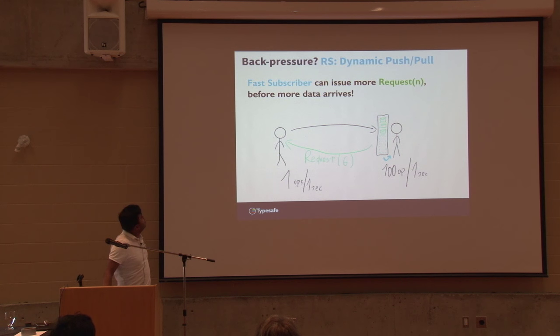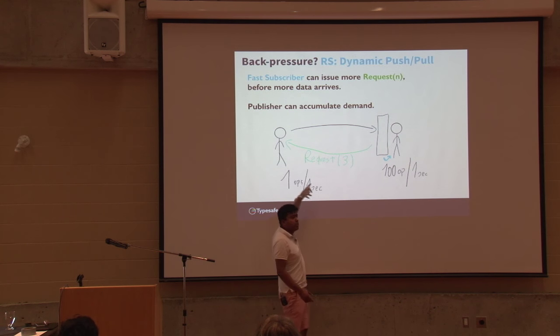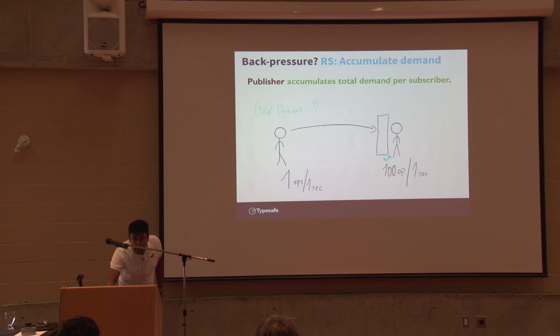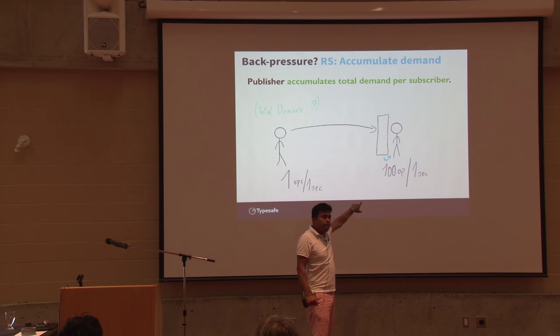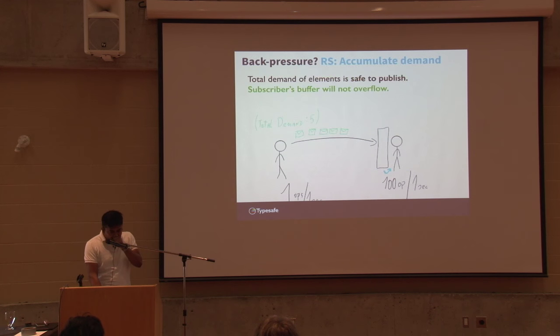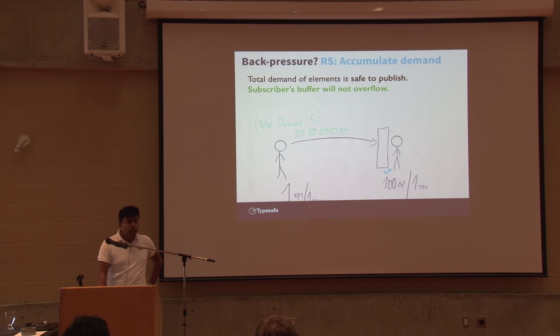If the subscriber is fast, we can keep requesting, right? Okay, give me six, give me three. And the way it works is that, to optimize, the publisher can actually accumulate this demand. I got six, I got three. Now I got nine elements. I can send nine directly back to the subscriber. I think we made the point here, right? Let's move on.